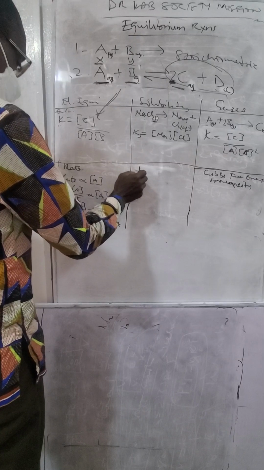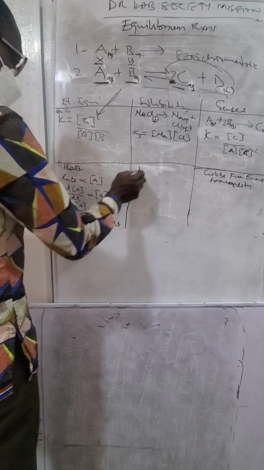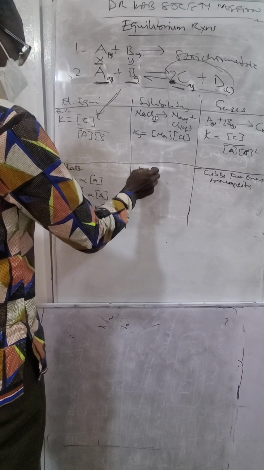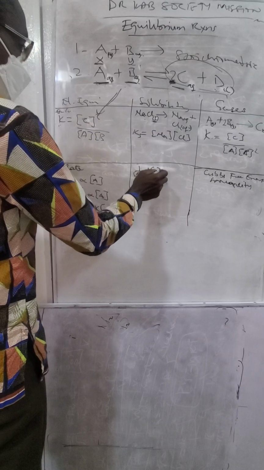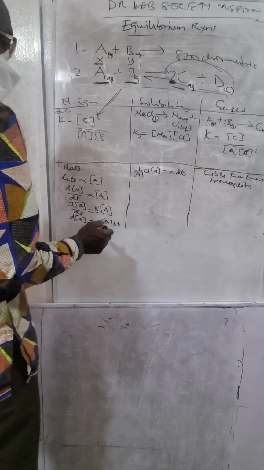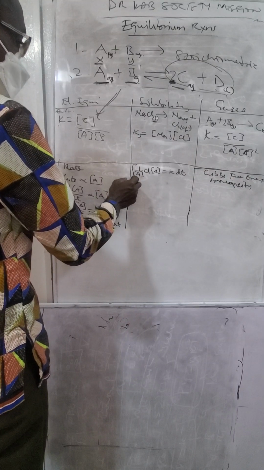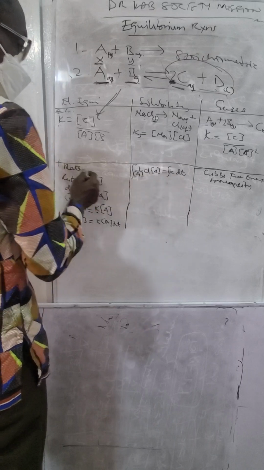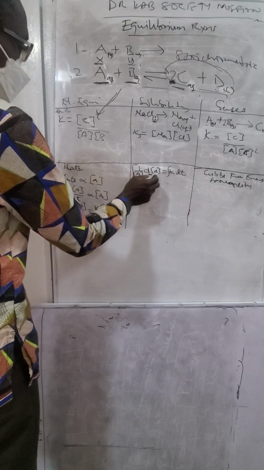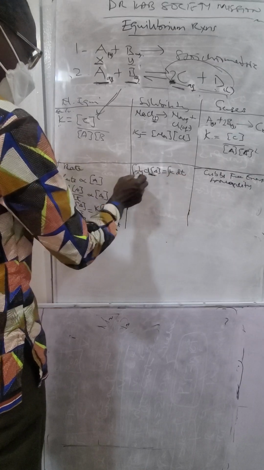1 over A, because it's multiplying, so it will come and divide that A, is equal to what? KT. So at this point we can integrate this part and then integrate that part. We are integrating with respect to A here, and then we integrate here with respect to T.